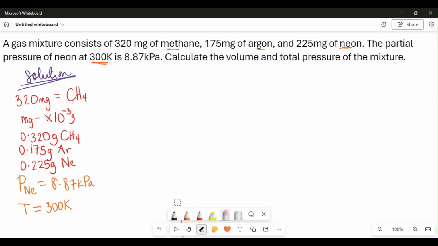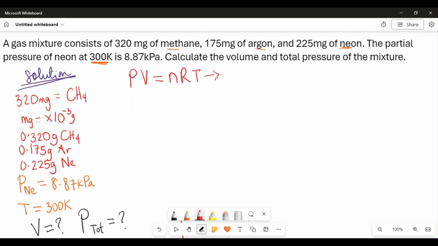So we have the temperature now, we have the pressure for neon, we have the mass of everything. Now we're asked to determine the volume as well as the total pressure, P tot, of the mixture. That's what this question is asking us to do. The first thing you have to do anytime you're asked to find the volume is go back to our understanding of the perfect gas formula, which is PV equals nRT.